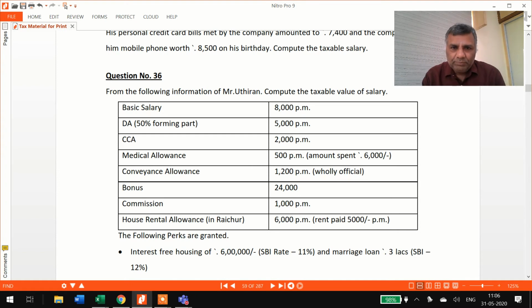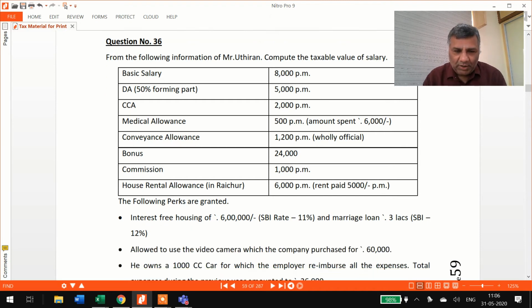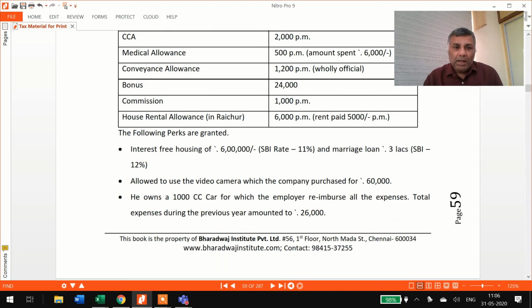CCA, medical allowance, conveyance allowance, bonus, commission, HRA in Raichur. This time I have given Raichur, okay? The following perks are granted: interest-free housing loan 6 lakhs at SBI rate, marriage loan 3 lakhs at SBI rate, and he is allowed to use the video camera of the company purchased for 60,000.